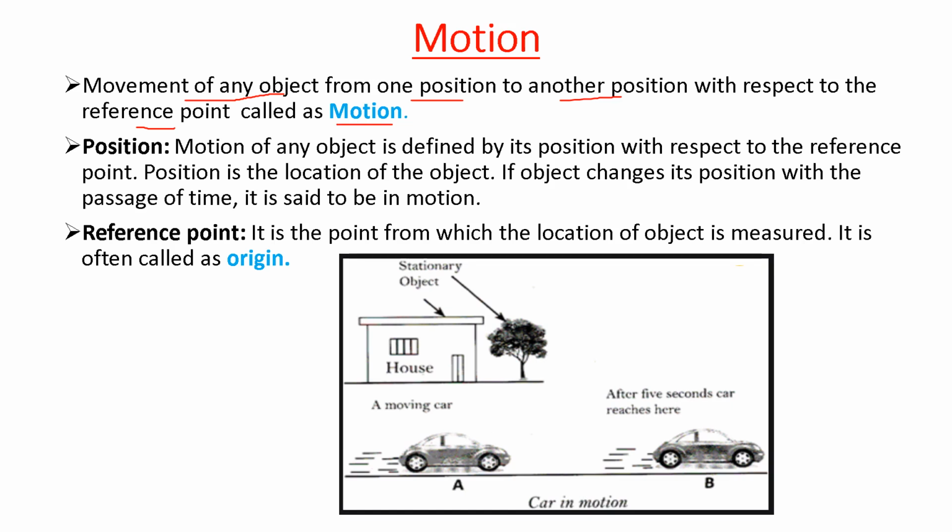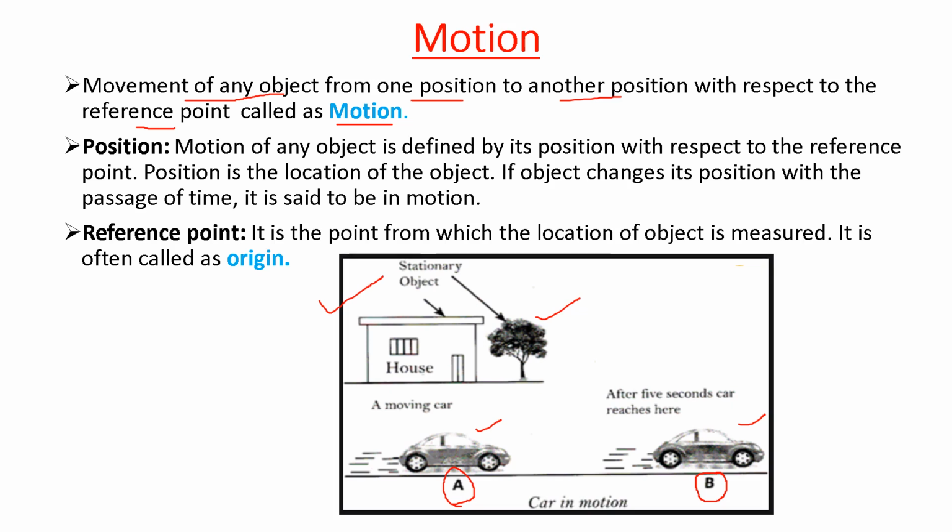Let us see an example. In this figure, we can see that on the roadside there is a house and a tree which are stationary. So this tree and house will act as a reference point while this car is moving. At first instant it is at position A, and after 5 seconds it has changed its position and reached point B. So if the car has changed its position with respect to this reference point, that is the tree and house, we can say that yes, the car is in motion.